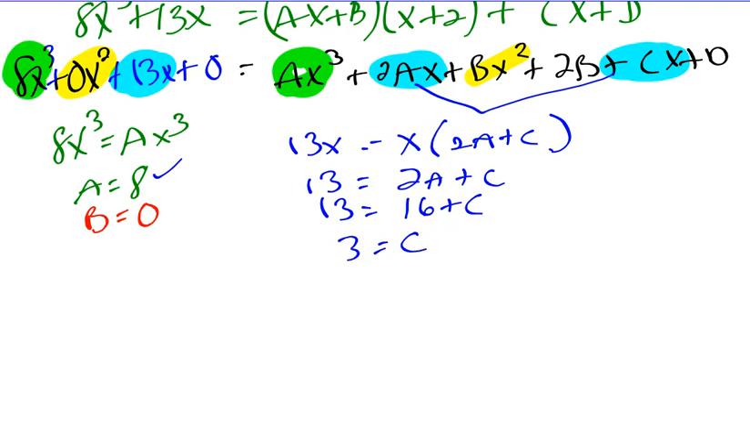And looks like I have a constant left over. 2b plus d equals 0. So I'll write that. 2b plus d equals 0. I know b is 0, so d has to equal 0 as well.